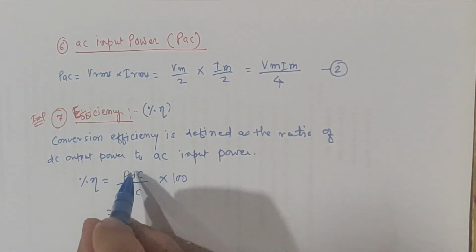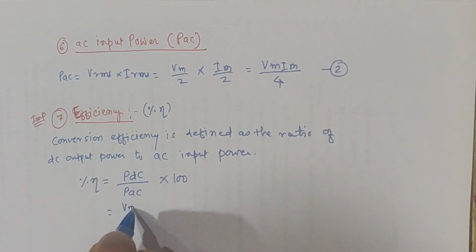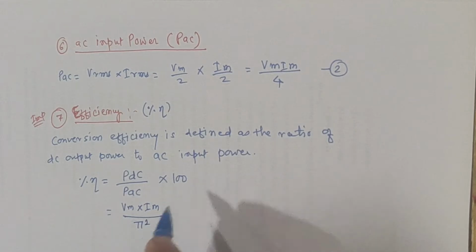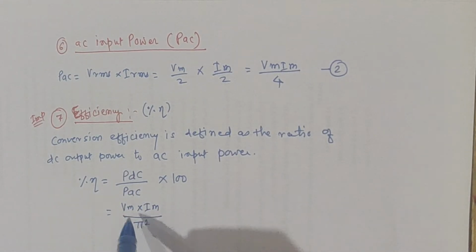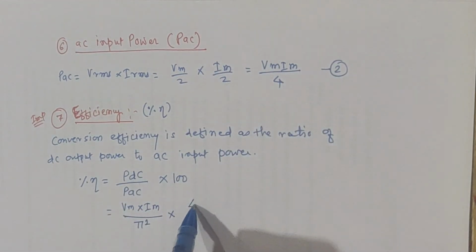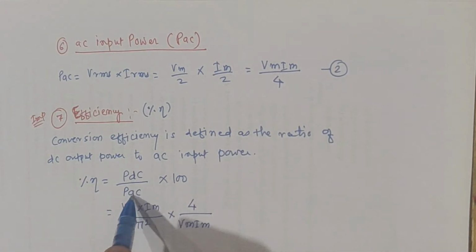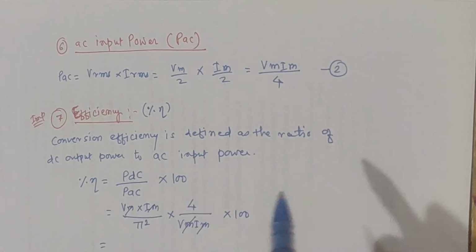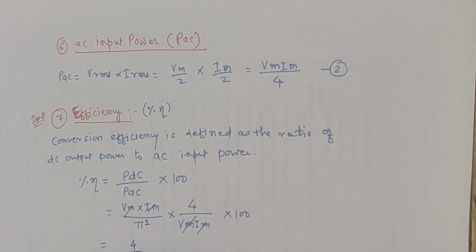Now let us put the value. What is PDC? PDC is Vm into Im upon pi square. It was Vm by pi into Im by pi. So it is Vm Im divided by pi square. I am cross multiplying it and taking this value. So it will be 4 upon Vm Im, this PAC value, multiplied by 100. So now see what will happen. This Vm Im gets cancelled and we get 4 by pi square into 100.